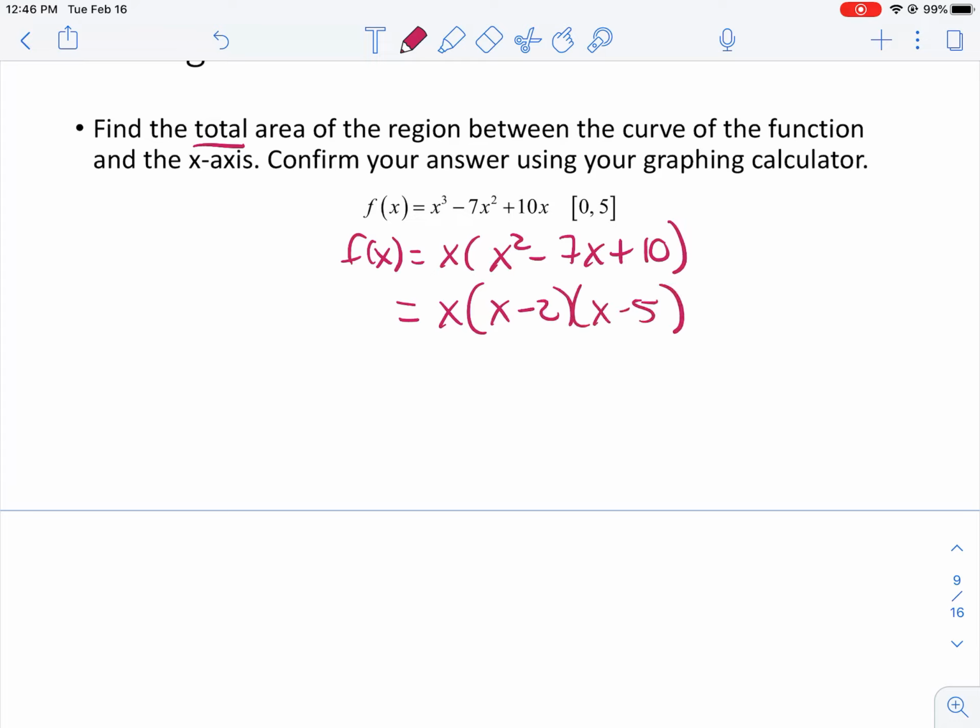So why am I doing that? Because I can see that this graph is going to be broken up into different sections between 0 and 5, right? This would give me a 0 of x equals 0. This gives me a 0 of x equals 2. This gives me a 0 of x equals 5. That means that the graph is crossing the x-axis at those points. Those are the x-intercepts. So that means I have to look at the areas between those points separately.